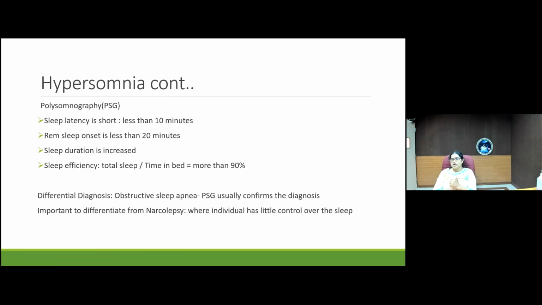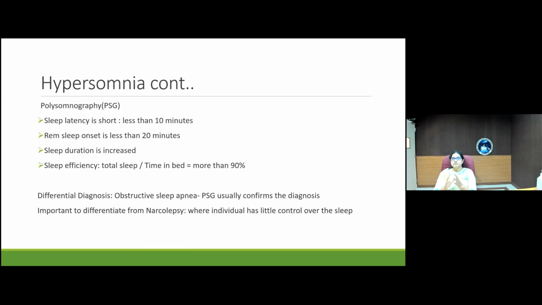So how do we diagnose hypersomnia? Hypersomnia we can diagnose by history and then polysomnography findings. Polysomnography, we shall discuss in detail at a later part of the presentation. In polysomnography, the sleep latency is short. That is, the period between the person going to bed and falling into deep sleep is less than 10 minutes. REM sleep onset is within 20 minutes. Overall sleep duration is increased. And sleep efficiency, that is, total sleep time over time in bed, is more than 90%. That is, as soon as the person goes to bed, he or she goes into deep sleep.